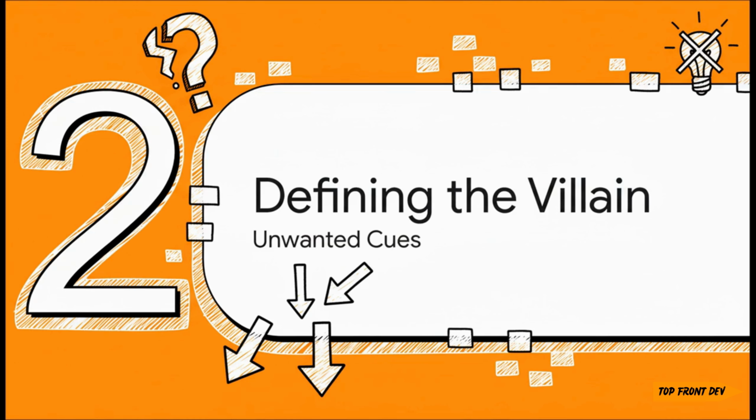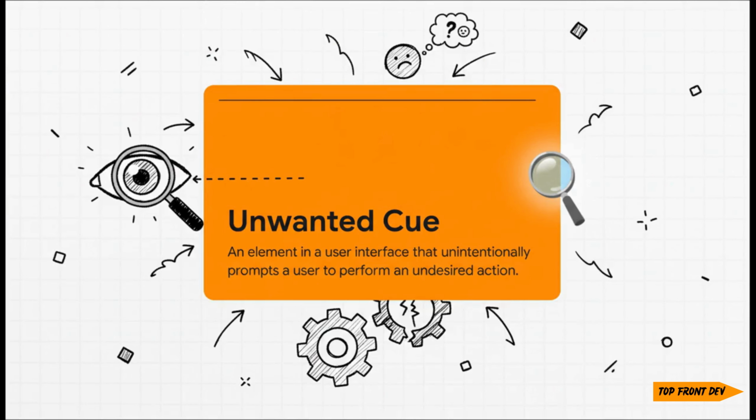Okay, so what exactly is an unwanted cue? Let's get a really crisp definition on the table so we're all on the same page. So take a look at this. The keywords here are unintentionally prompts. Think about what that means. It means the UI itself is actively, though accidentally, encouraging the user to make a mistake. It's not their fault. The interface is leading them down the wrong path. And having this kind of specific language, man, that is a superpower in your next code review or planning session.